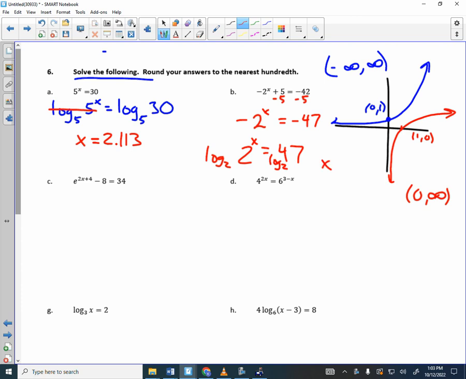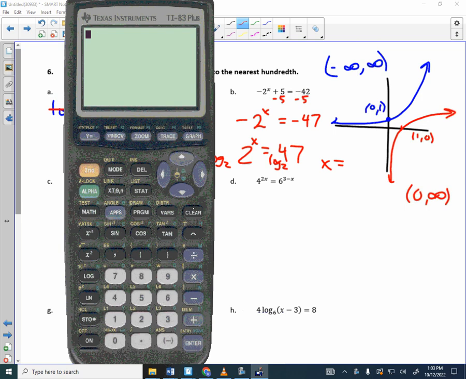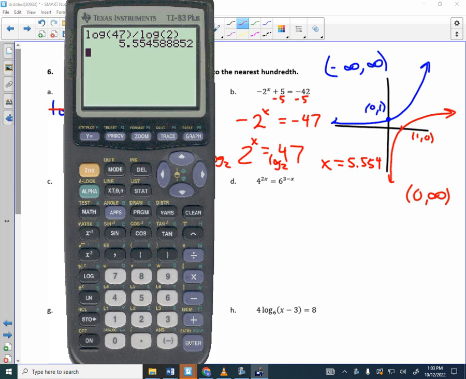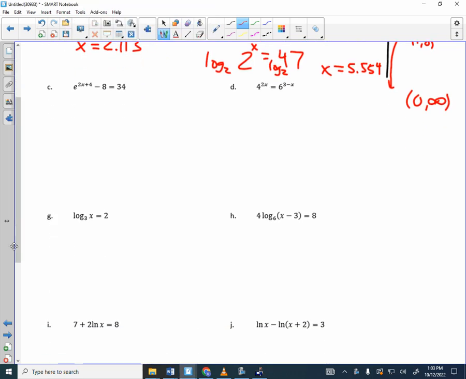And when you do that, you get x is equal to, and I go to my calculator. I type in log of 47, I end my parentheses, and I divide it by the log of 2. And I get 5.555. We're going to skip letter D. How about letter C? What do we do?